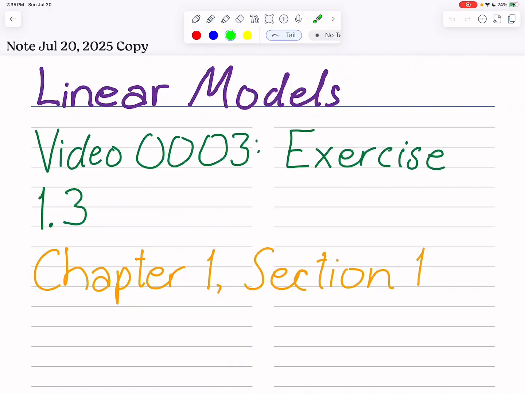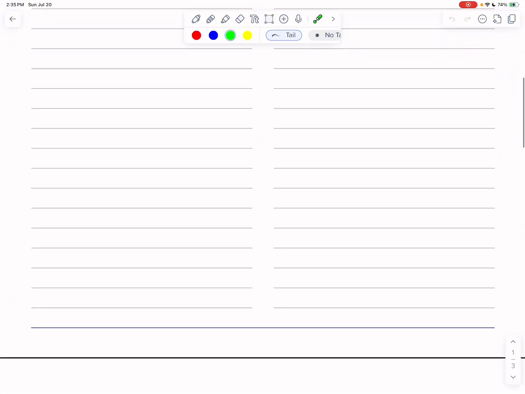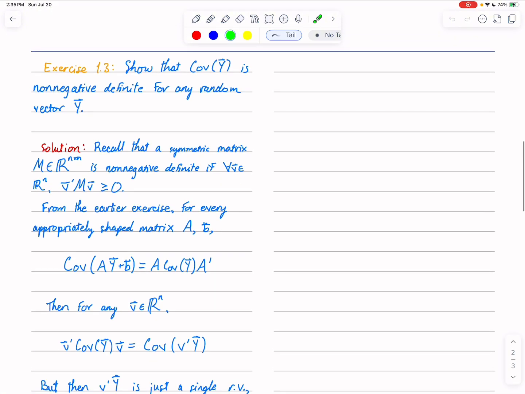This is video 3 where we're going to discuss exercise 1.3 that can be found in chapter 1 section 1 of the textbook. The exercise is to show that the covariance of any random vector y is always a non-negative definite matrix.